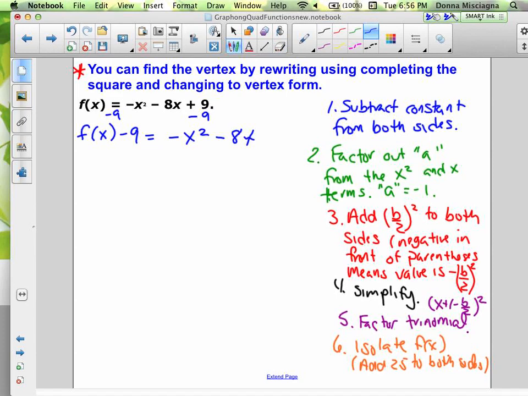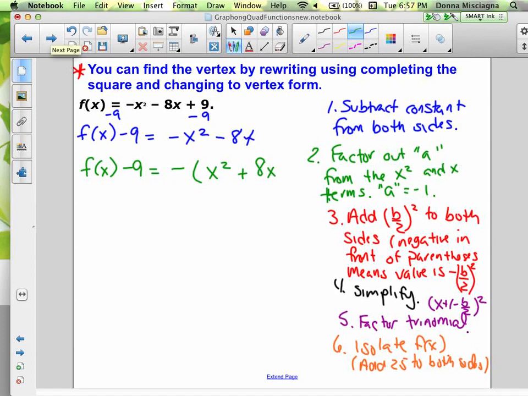So we've moved the constant term over. Now we're going to factor the a out. We can't get rid of it, because if we do, that would change our graph. If we change a, we change the problem. So on this side, we are just going to factor it out, and we're going to leave it there. That's why we moved the 9 over, because we don't want to deal with that. We just want to deal with the x's. All right, so now if we divide x squared by negative 1, that's going to be a positive x squared. Negative 8x divided by negative 1 is a positive 8x.